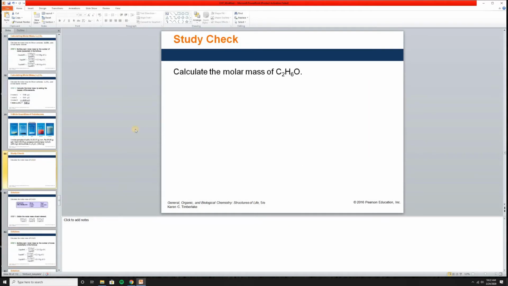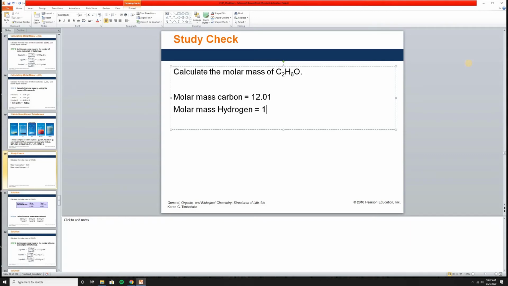All right, so let's do another example. Calculate the molar mass of C2H6O. All right, let's do this. Now, carbon, we know that the molar mass of carbon equals 12.01. Molar mass of hydrogen equals 1.008. And the unit for this is grams per mol. So grams per mole, g per mol. Molar mass of oxygen, and that's going to be 16 grams per mole.